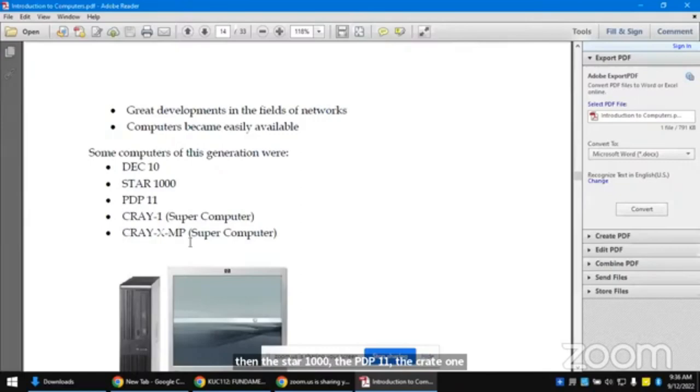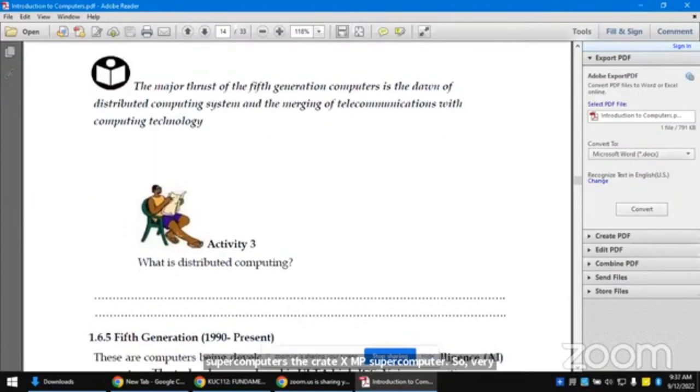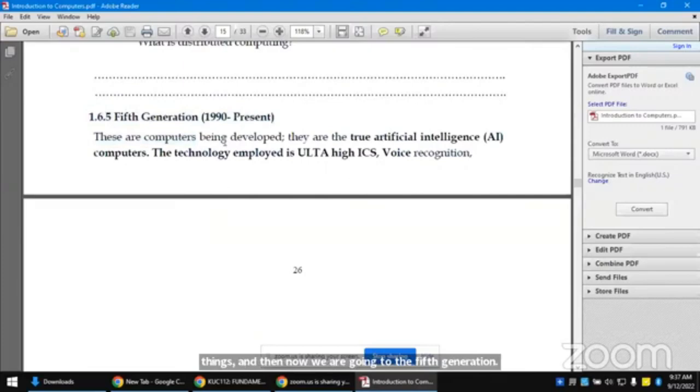So those were very key things. The major thrust of this generation is the dawn of the distributed computing system and the merging of telecommunication with computing technology. So that is one of the main things. And now we are going to the fifth generation. These are computers being developed. They are the true artificial intelligence computers.